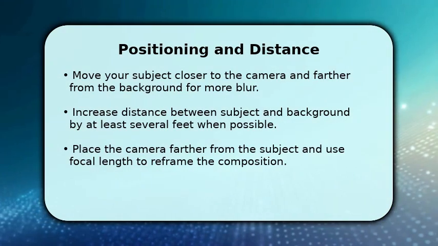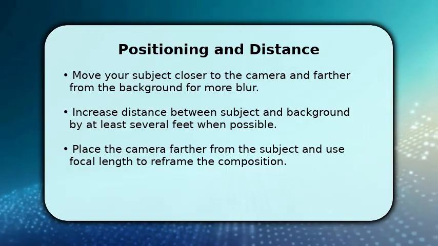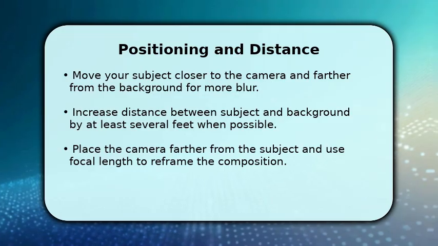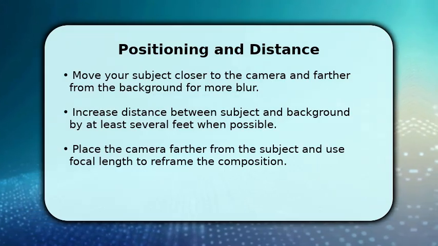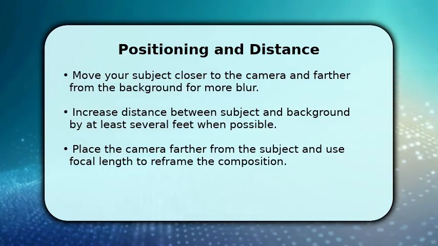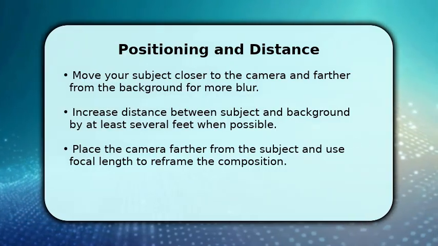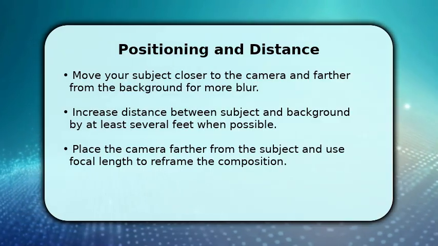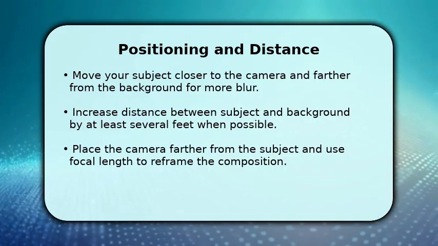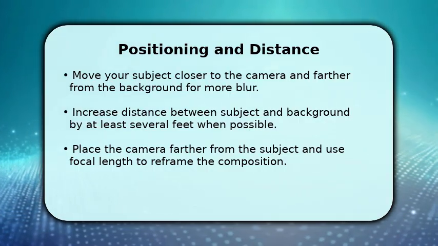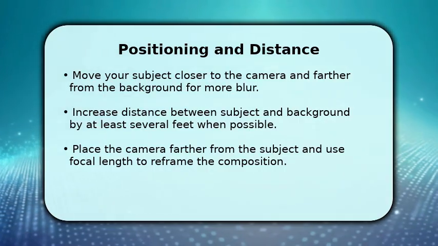Control blur by positioning your subject and camera relative to the background. Move the subject closer to the camera and farther from the background to increase blur. Create at least several feet of separation between subject and background when possible. Step back with the camera and zoom, or use a longer focal length to maintain framing while enhancing blur. Small changes in distance often produce dramatic differences in background softness and bokeh quality.